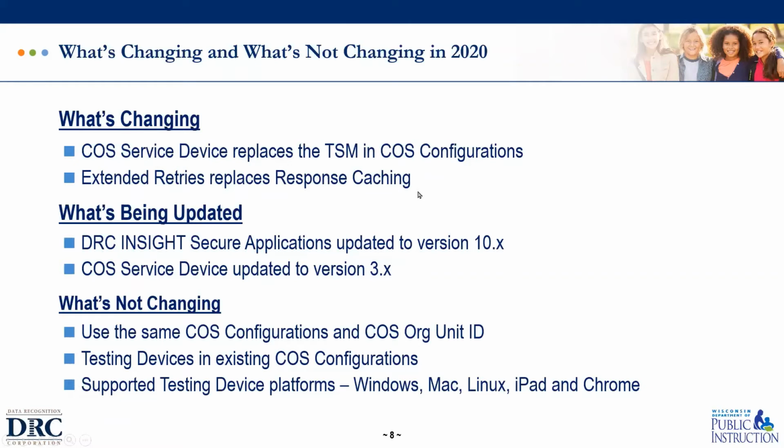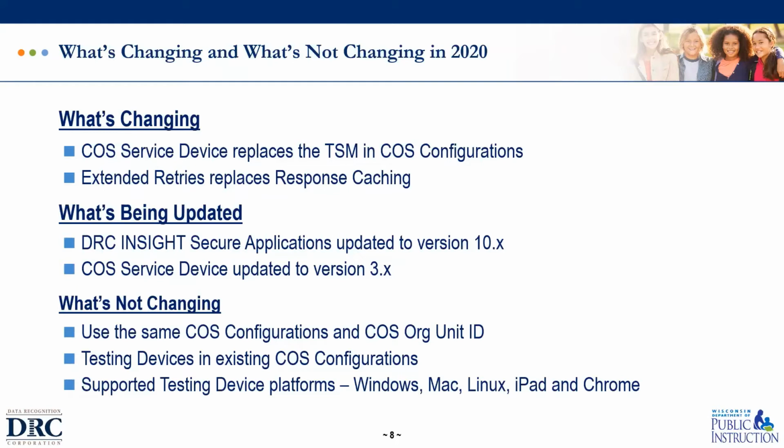So what's being updated? As we do every year at the end of June, we update the DRC secure applications, and they're now version 10.x, and the COS service device, which is now version 3.x. We do that every year mainly because new things happen from an operating system standpoint, and we need to add enhancements to the DRC secure applications to, again, create that secure testing experience.